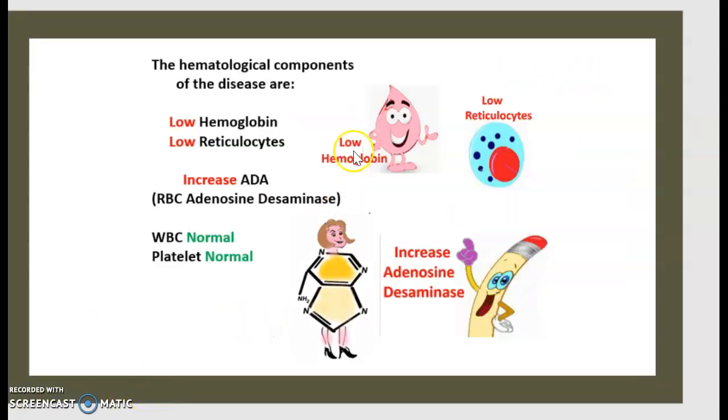The hematological components of the disease are low hemoglobin, low reticulocytes, increased adenosine deaminase. On the other hand, white blood cells are normal and platelets are normal.